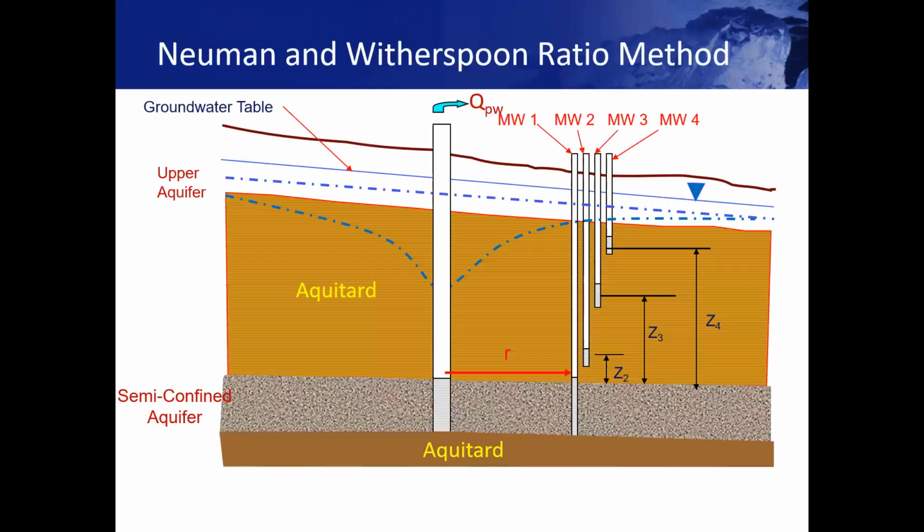I mentioned the Neuman and Witherspoon ratio method, and this is applicable to a very particular set of hydrogeologic conditions. You need to have an aquifer within which you have a monitoring well, but you're really looking at the rate of propagation of drawdown from the aquifer, typically vertically, through the aquitard. And that can either be upward or downward, depending on where your piezometers or monitoring wells are. So you do need that hydraulic conductivity contrast.